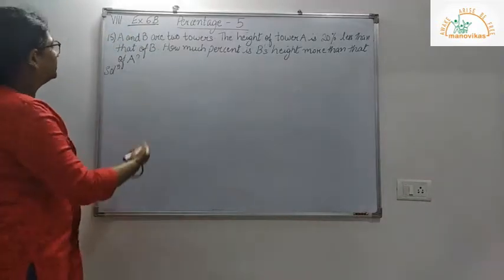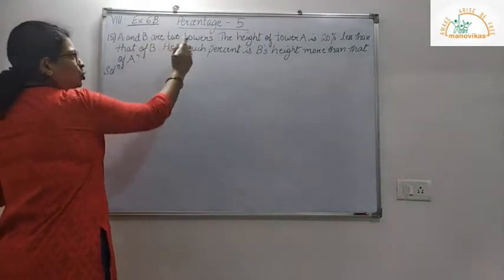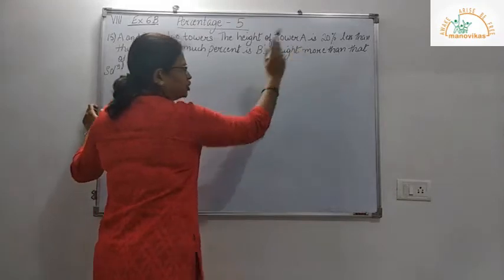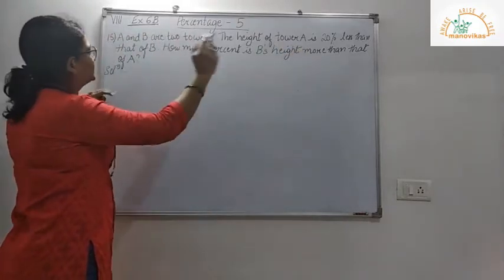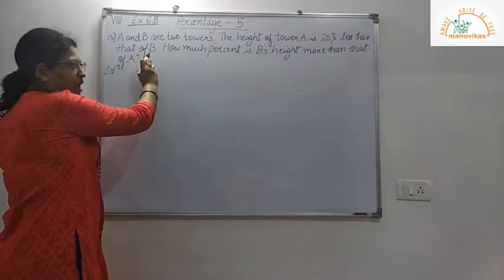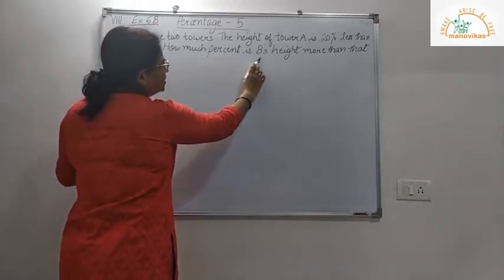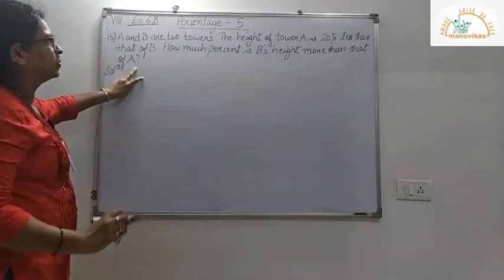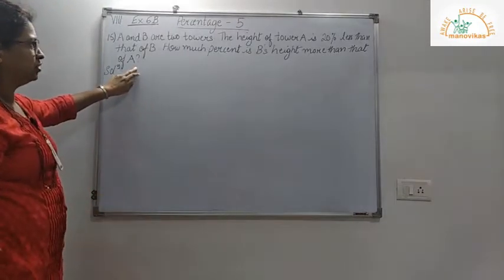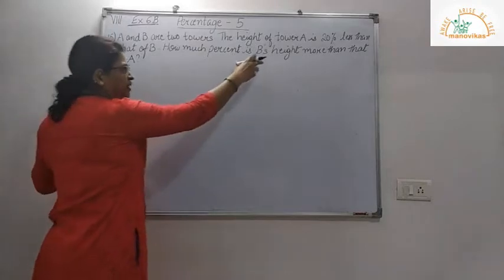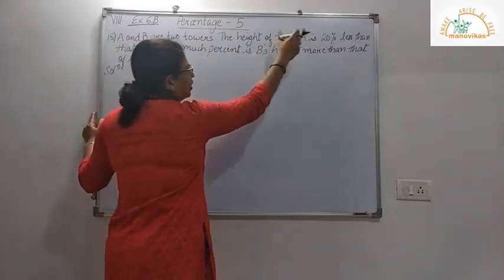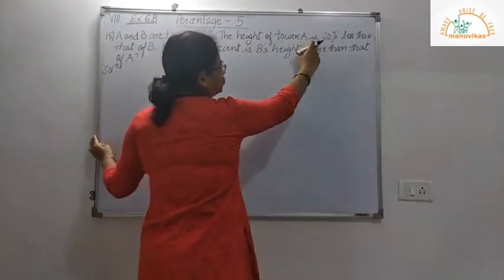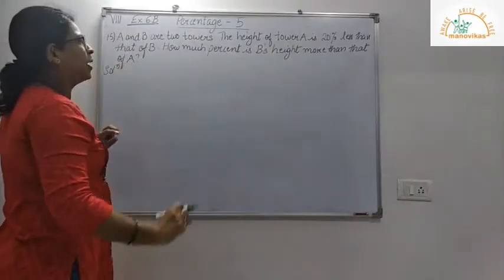Now here the problem is A and B are two towers. The height of tower A is 20% less than that of B. How much percent is B's height more than that of tower A? They have asked us by how much percent B's height is more than that of tower A, and they have given that the height of tower A is 20% less than that of B.